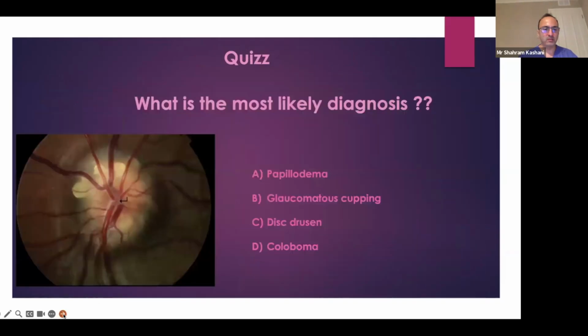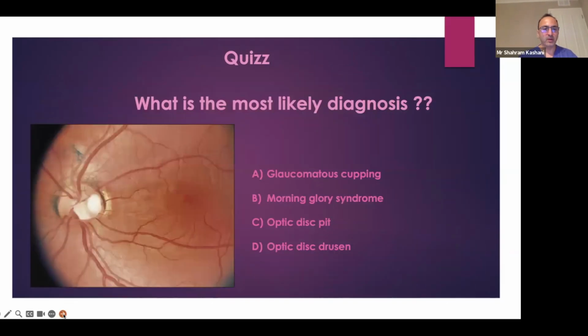Right, where were we with the quiz? Okay, here. What's the most likely diagnosis here? Is this glaucoma, morning glory syndrome, optic disc pit, or optic disc drusen? So this is a very typical appearance of this particular condition. Yes, 80% right. Okay, excellent.